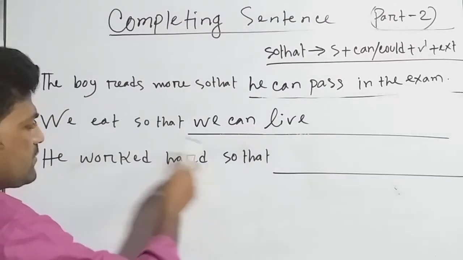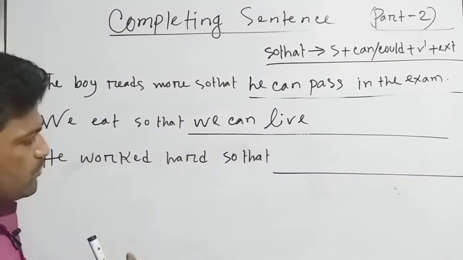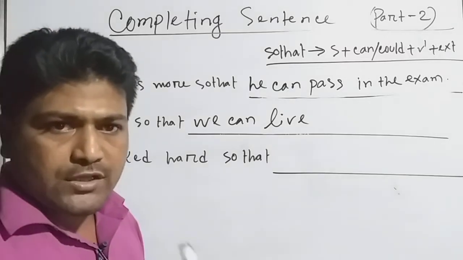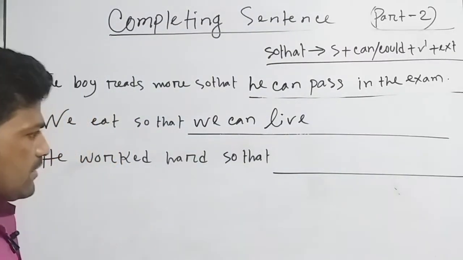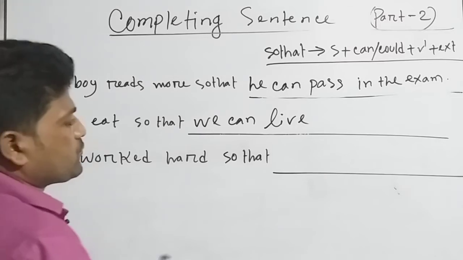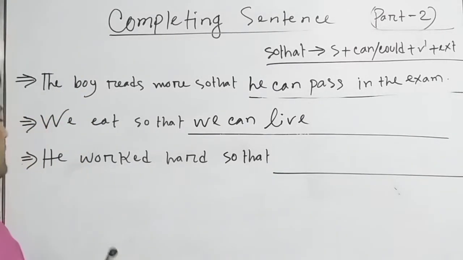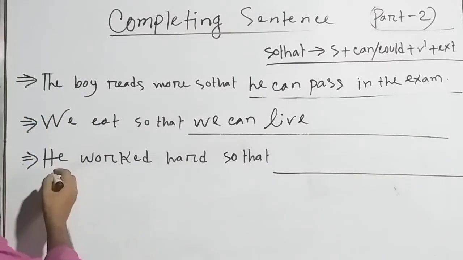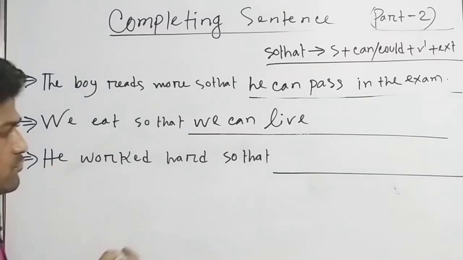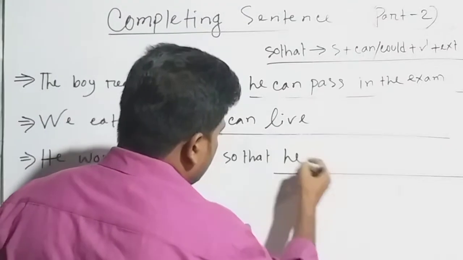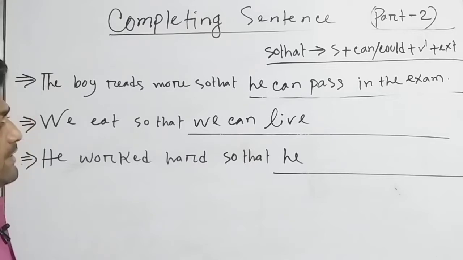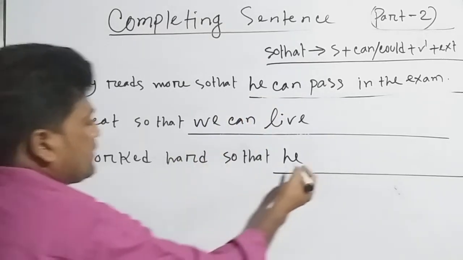We see that there is "so that." So we know if there is "so that" in any kind of incomplete sentence, then you have to use first a subject here. What subject? Who is the subject? The first subject. We see that the first subject is a pronoun, so we can use that pronoun as a subject first. Then you have to use can or could. We can use here could.